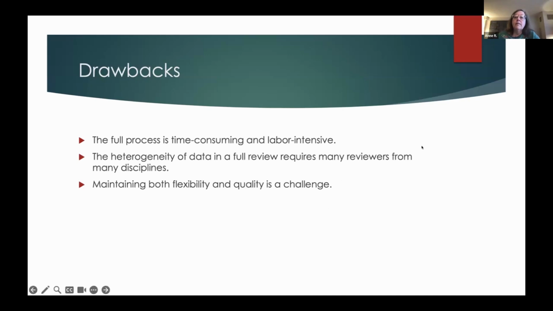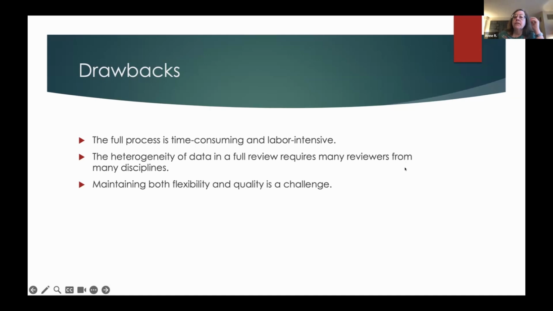It's time consuming. Obviously, it is labor intensive for the reviewers. The fact that our data are so heterogeneous means that when we do a full review, we try to get 2 reviewers for each type of data that we're reviewing. It still means we need half a dozen to a dozen reviewers, and we're doing a 1-day or 2-day review that passes through all these different types of data. It is very complex to get that many people to agree on a time frame to have reviewed data.